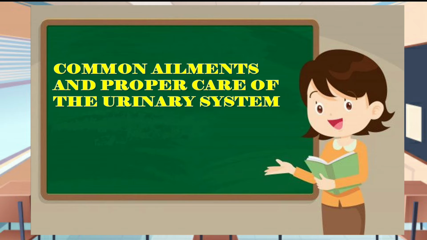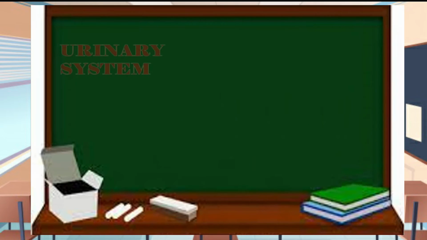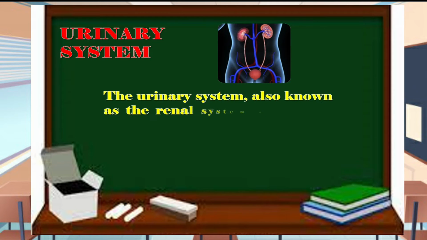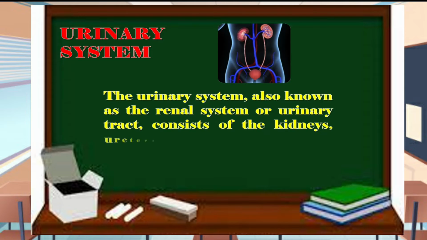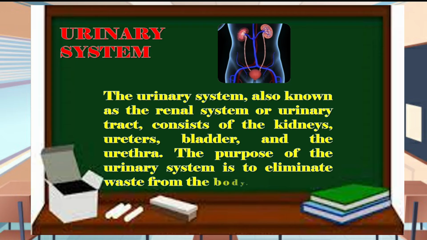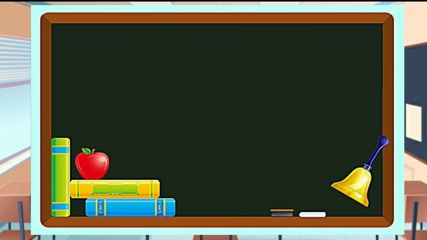But before that, let's first define the urinary system. The urinary system is also known as the renal system or urinary tract. It consists of the kidneys, ureters, bladder, and the urethra. The purpose of the urinary system is to eliminate waste from the body. Here are the common ailments of the urinary system.